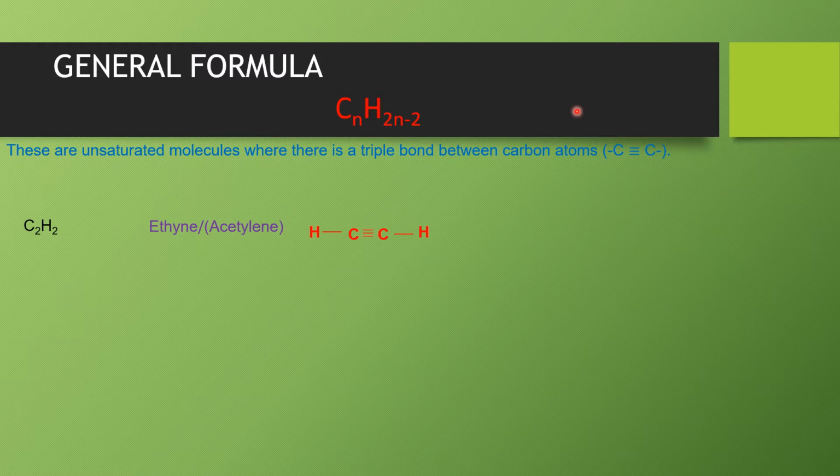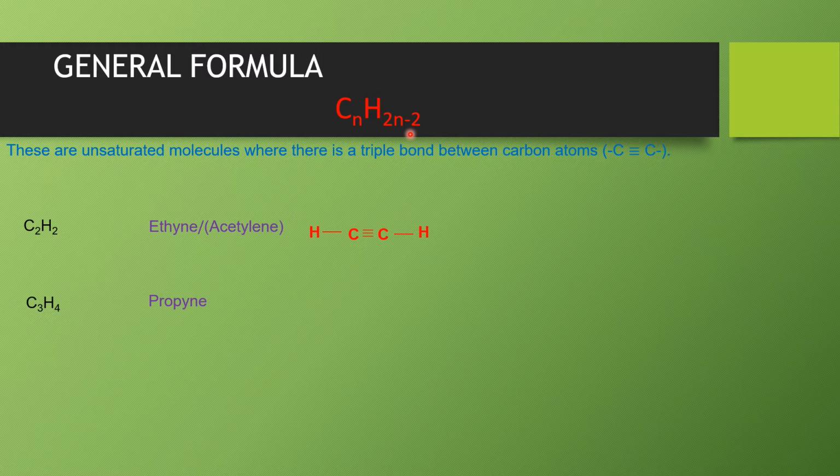Next, we have the 3rd carbon. So let's see if you are able to work out the molecular formula of 3 carbon alkynes. If carbon is 3, hydrogen will be 2 times 3, which is 6. 6 minus 2 is 4. So it is C3H4. The 3 carbon prefix is prop, so it is called propyne.